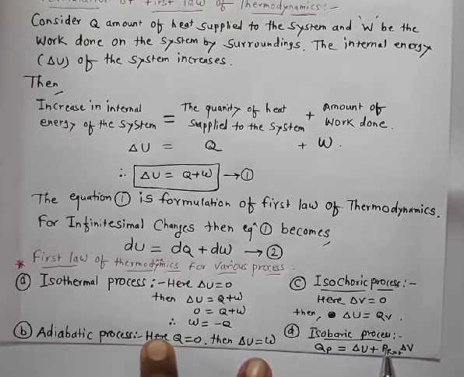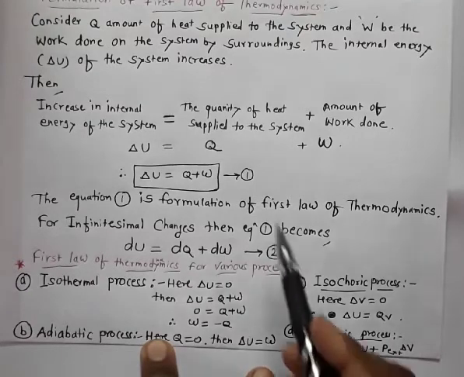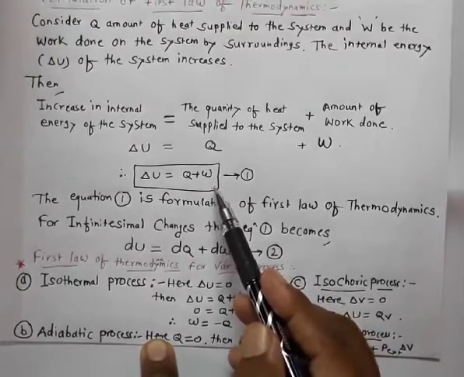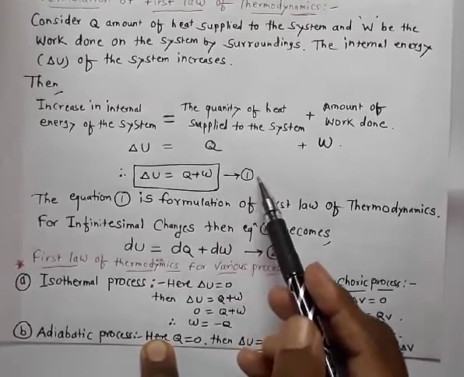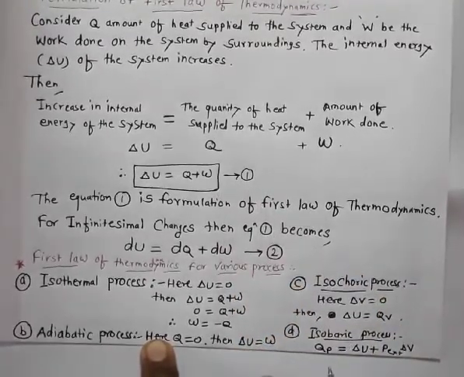The next is the isobaric process. The isobaric process is a process in which the pressure remains constant, that means delta P is equal to 0. Put the value in the equation: W is equal to minus P delta V. So equation 1 becomes Qp is equal to delta U plus external atmospheric pressure into delta V. This equation comes in the isobaric process.